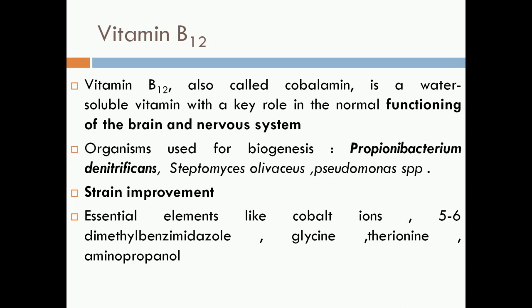Okay, so organisms again are exploited here for production of vitamin B12, and Propionibacterium denitrificans are the organisms which are commonly used. These organisms are highly exploited for the production of vitamin B12. A lot of strain improvement studies have happened, because of which vitamin B12 can be produced in very high yield. Here also some essential elements like cobalt and other elements like 5,6-dimethyl benzimidazole, glycine, all these are required for the organisms for their growth within the system.